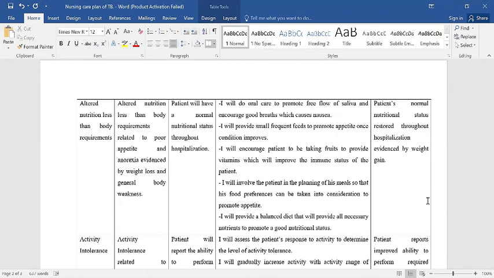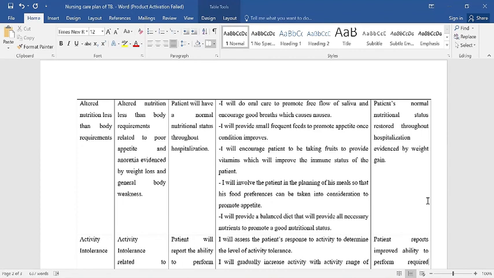From there, now we are going to move to our third problem, which is altered nutrition less than body requirement. On assessment, you find that in a patient with pulmonary tuberculosis, because of coughing, because of chest pain, because of anorexia, this patient will have poor appetite, or lack of appetite. Why? Because of all those reasons that we've mentioned.